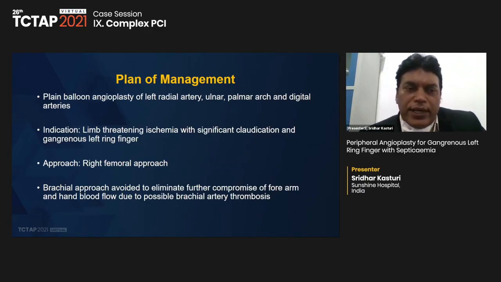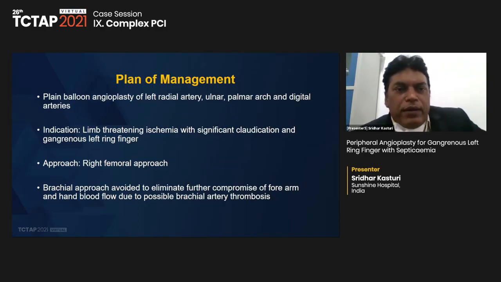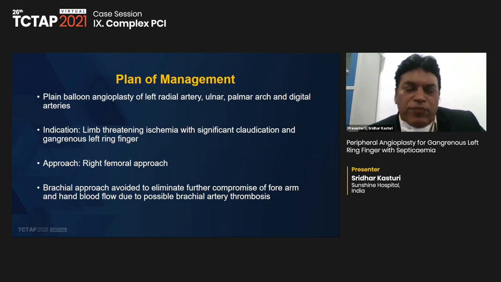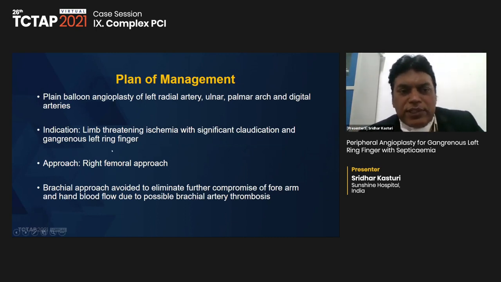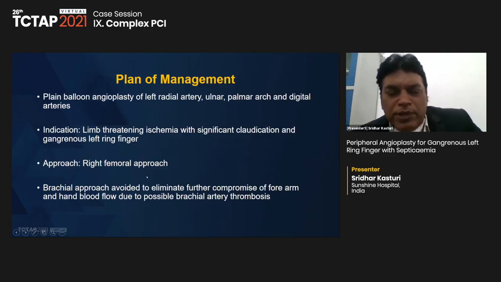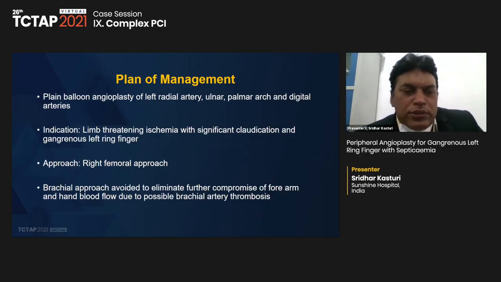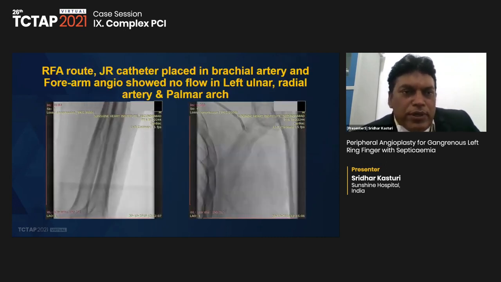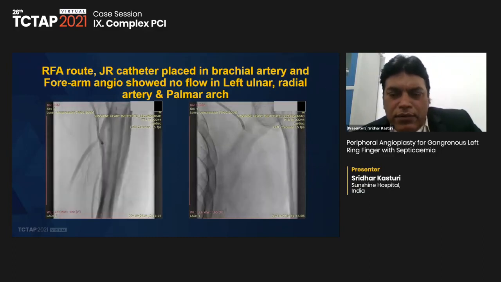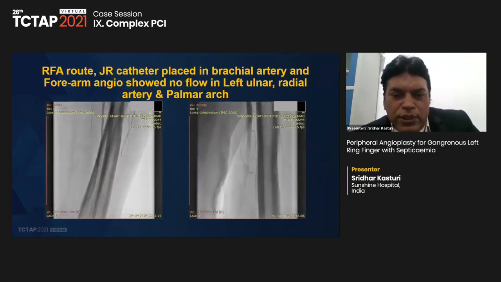Our intention was to establish blood flow to the hand so that the flow improves and we can control the infection. The indication was limb-threatening ischemia. We chose the right femoral approach because the antegrade approach through the brachial artery may hamper the blood flow further, so we avoided the brachial. For the angiogram, we used a JR catheter from the right femoral approach.